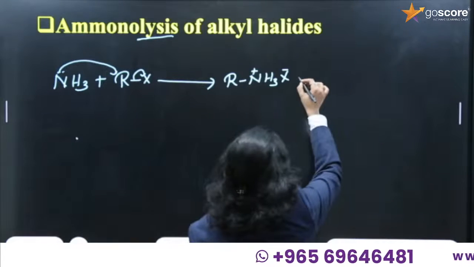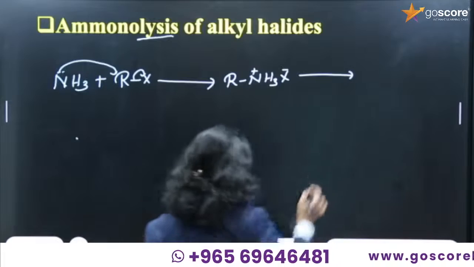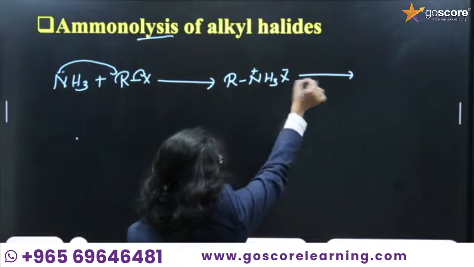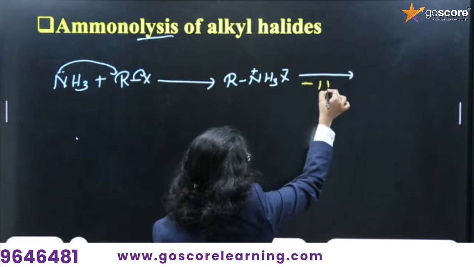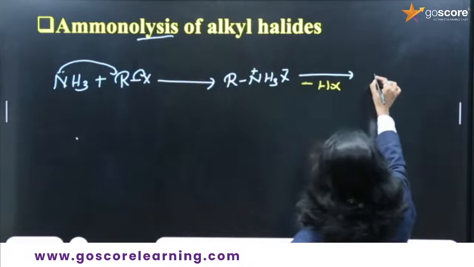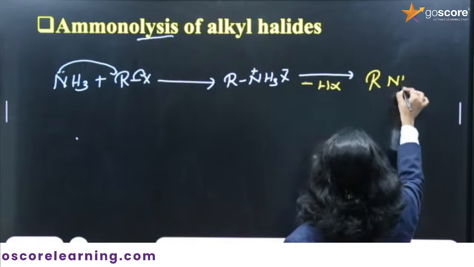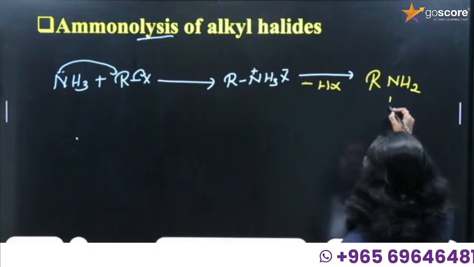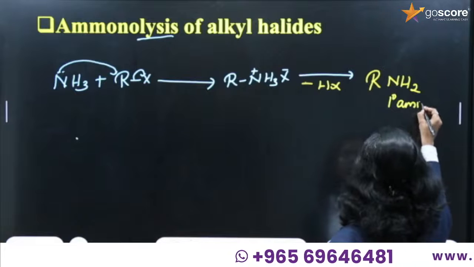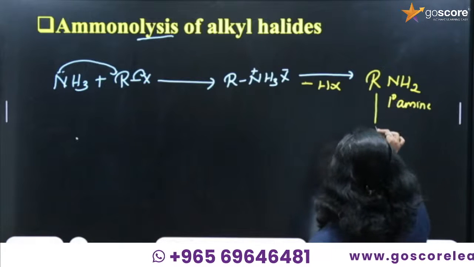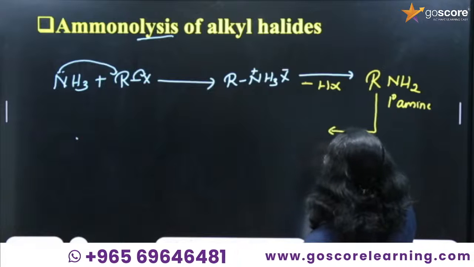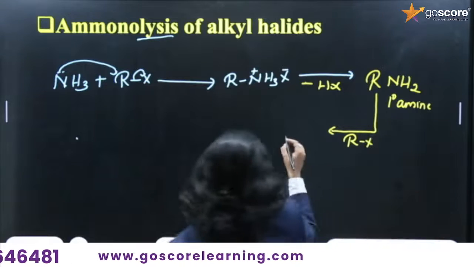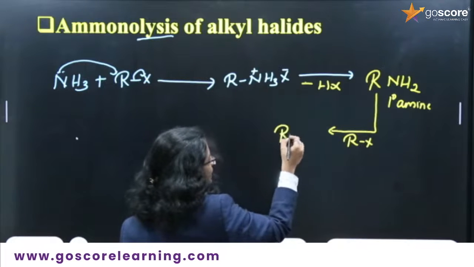From this ammonium salt, one HX will be eliminated. One H and this X will be eliminated as HX. Then you will get RNH2. What is RNH2? RNH2 is a primary amine. If you react it again with an alkyl halide, again HX will be eliminated. Then you will get a secondary amine.